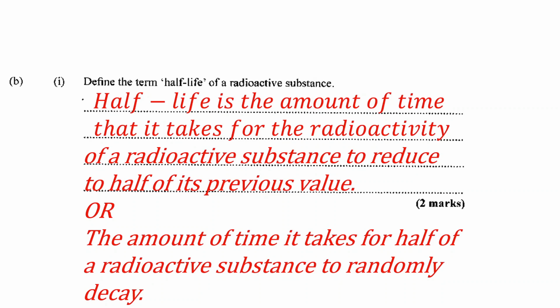Or you could say it is the amount of time it takes for half of a radioactive substance to randomly decay. So using that second definition, we're going to solve this part here where it says the element thorium, Th, has a half-life of 24 days and undergoes beta decay. We're to calculate the time it would take for 10 grams of thorium to decay to 1.25 grams.